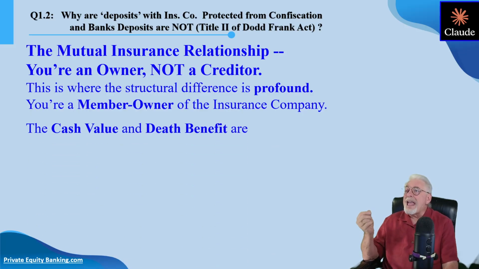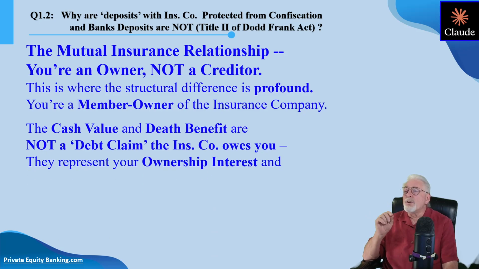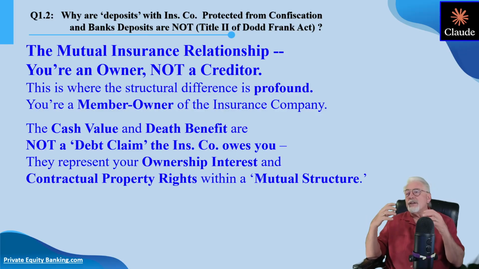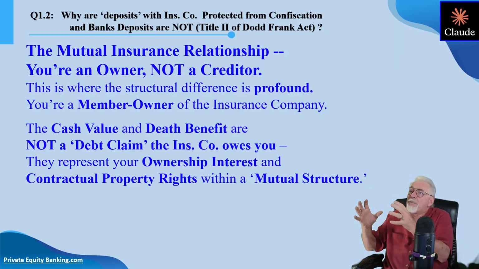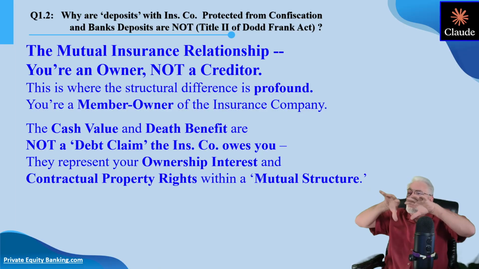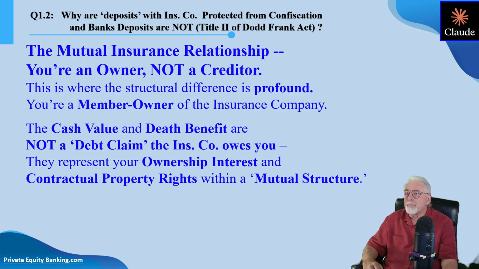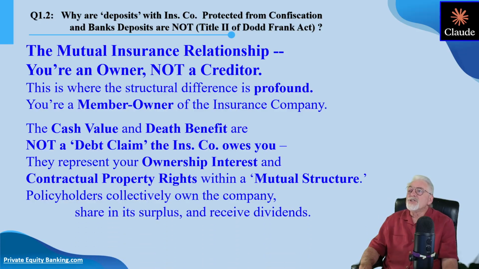The cash value and death benefit are not a debt claim the insurance company owes you. They represent your ownership interest and contractual property rights within a mutual structure. So if the term mutual insurance or mutual structure isn't familiar to you, it's kind of like a co-op or a fraternal organization, right? You are part of an organization that exists for and on behalf of its owners and policyholders, who are one and the same, okay? Policyholders collectively own the company, share in its surplus, and receive dividends.